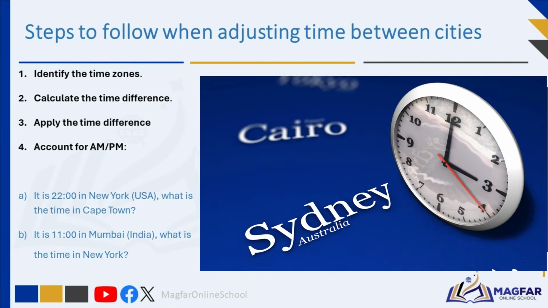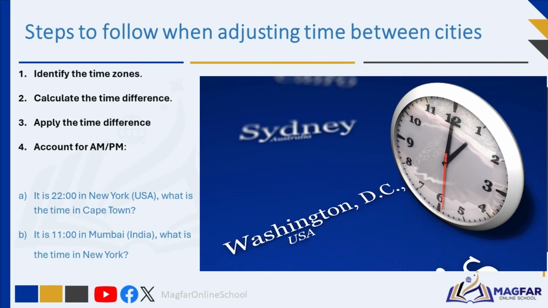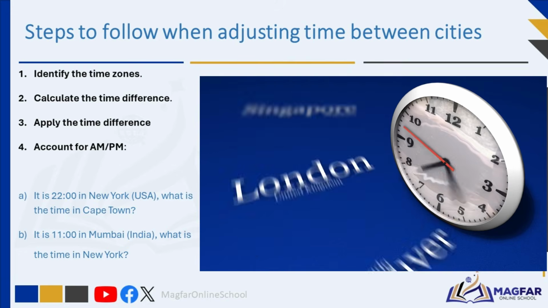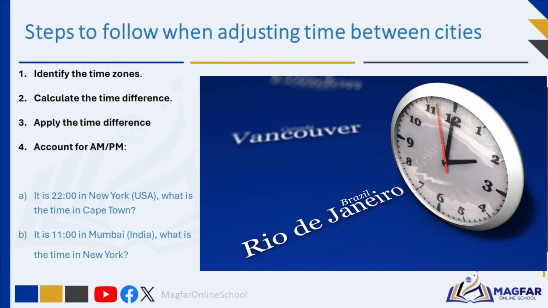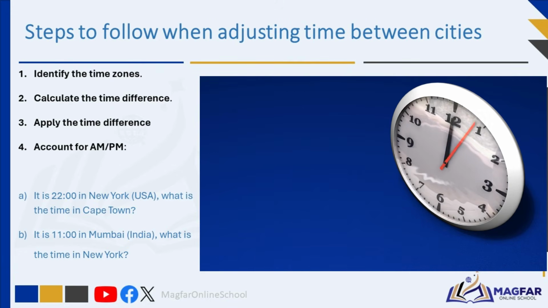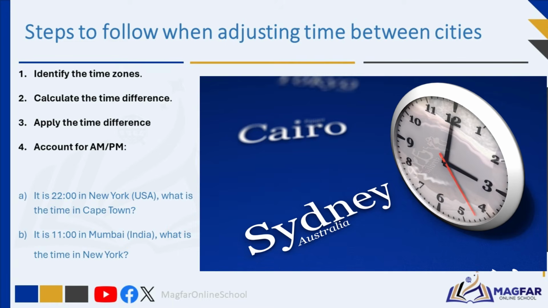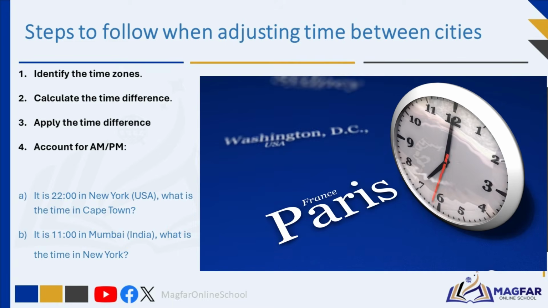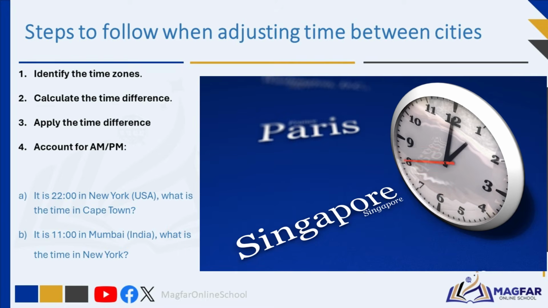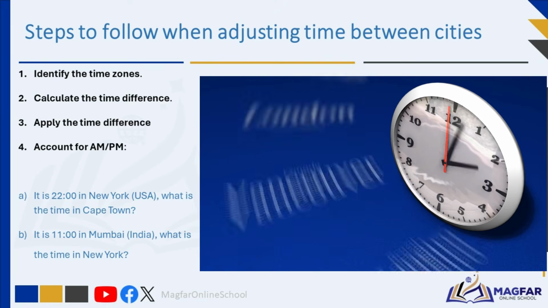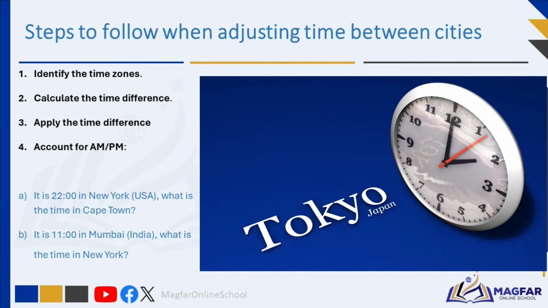1. Identify the time zones. Find out the time zones of the given locations. 2. Calculate the time difference. Determine how many hours ahead or behind one location is compared to the other. You can do this by looking up a world time zone map. 3. Apply the time difference. Once you have the time difference, apply it to the given time.